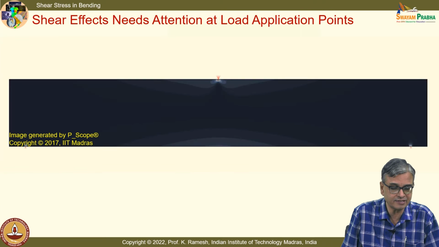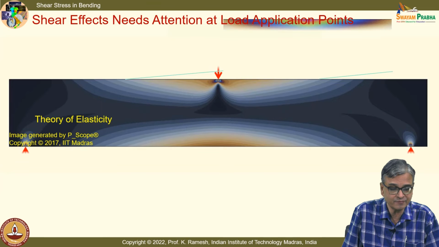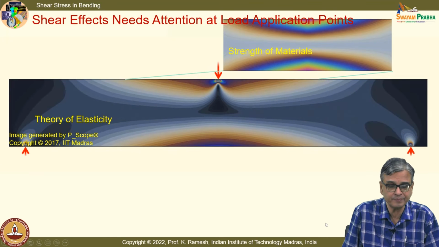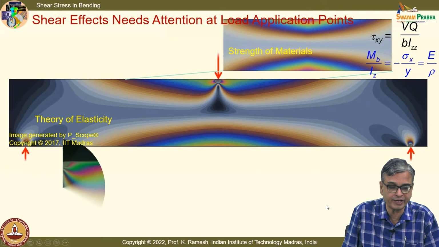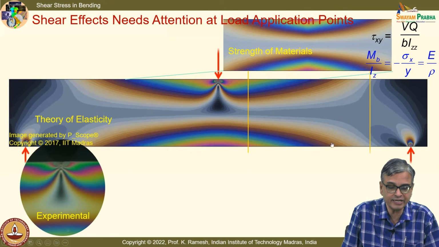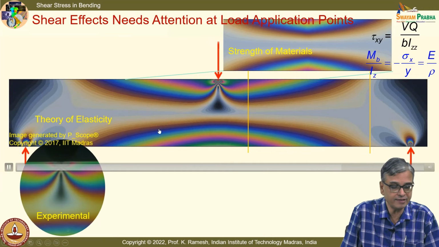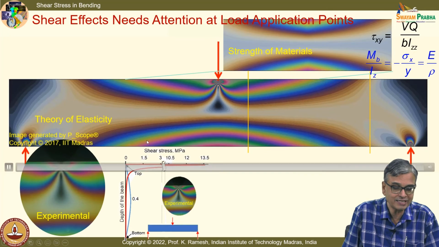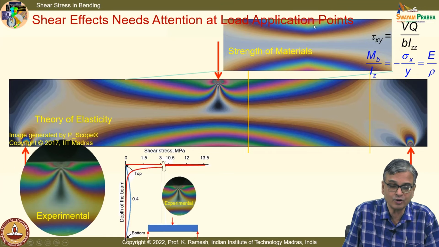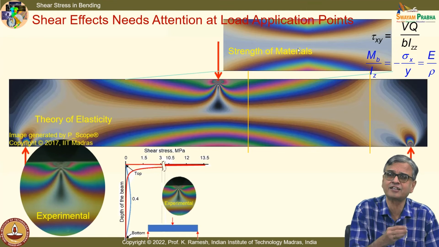And I said that even though I say shear magnitudes are small, it matters when I go very close to the load application point. If at all I apply the strength of materials solution, I must apply it away from the point of loading, only in a zone away from the point of loading. But if I go close to the load application point, this is done from the theory of elasticity solution. This is what you have in an experiment. This matches very well with the theory of elasticity solution, and look at what happens in the case of strength of materials. It totally misses out this aspect because we have taken shelter under Saint-Venant's principle.